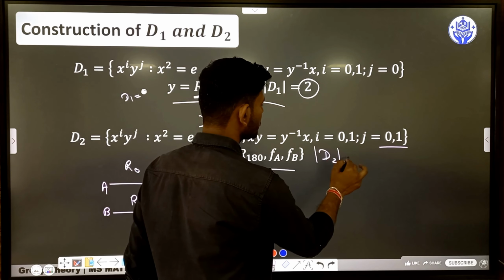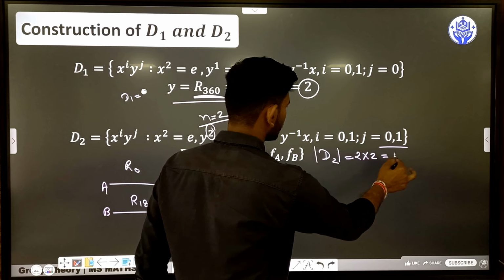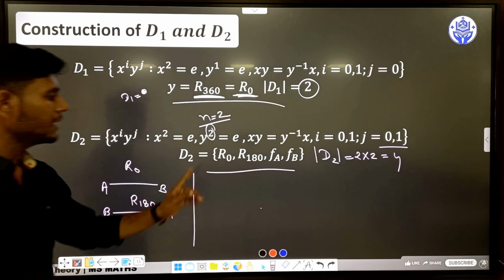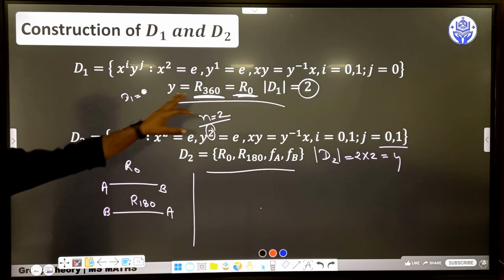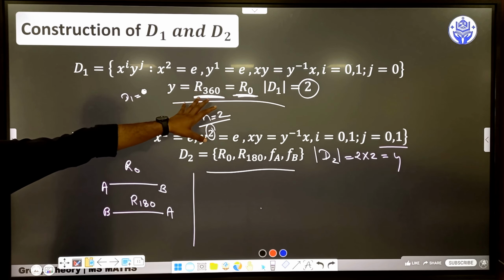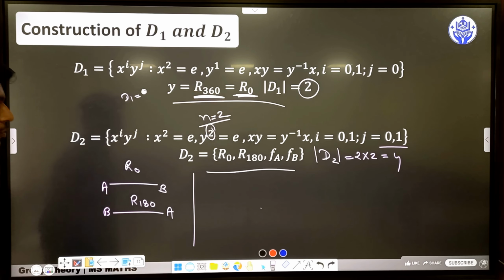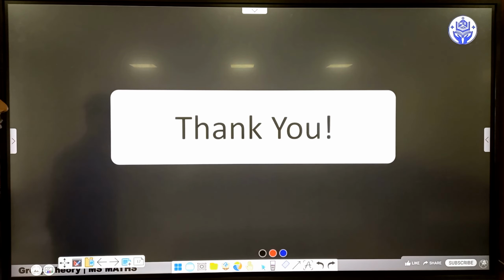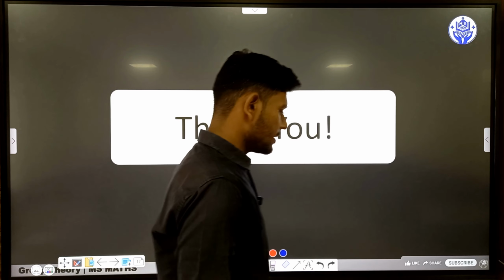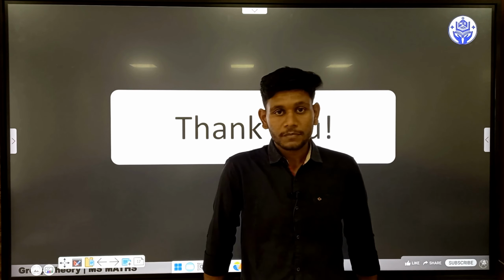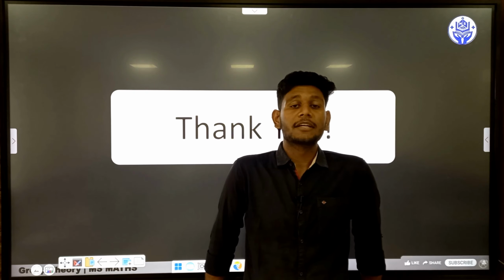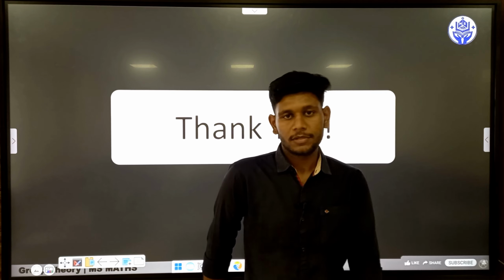So the cardinality is what? 2 into 2, it is 4. So the R0, R180, FA and FB. But here it is what? R360 and R0, only these two elements will be there. So this is all about the dihedral set, or it will be a group. We'll discuss some more properties in that group also. So this is all about Dn.